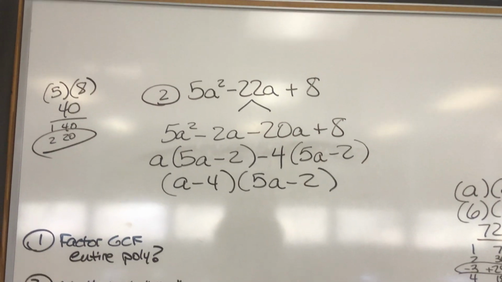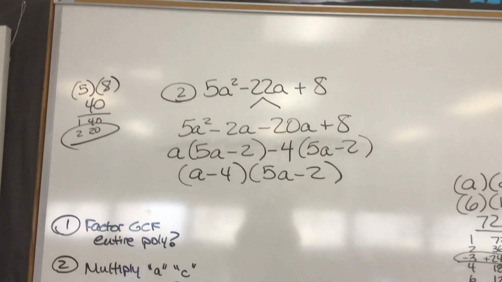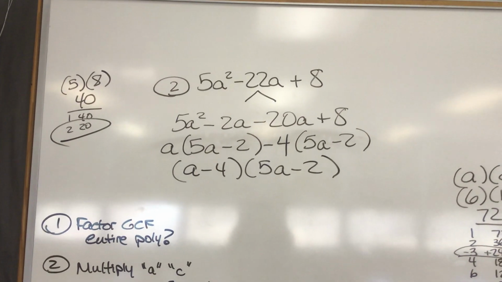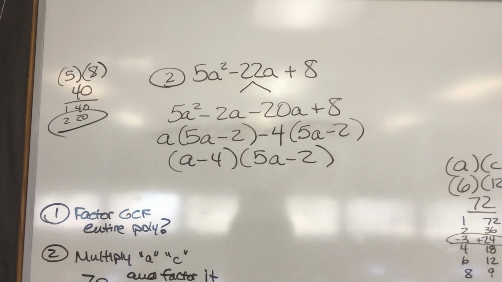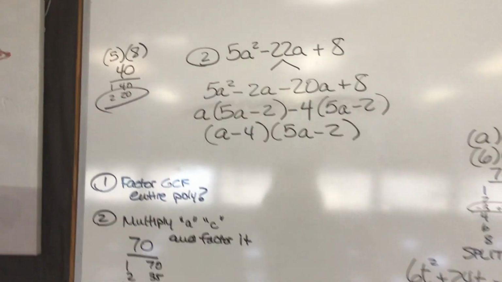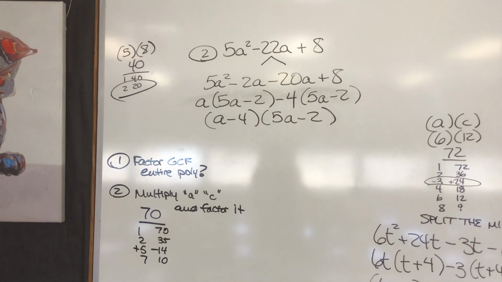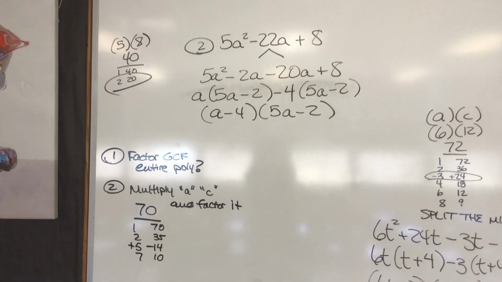So again, to split the middle, we start by seeing if there's a greatest common factor we can take out of the entire polynomial. Here there isn't. Then I multiply a times c. In this case, that's 5 times 8. I get 40, and I factor it.